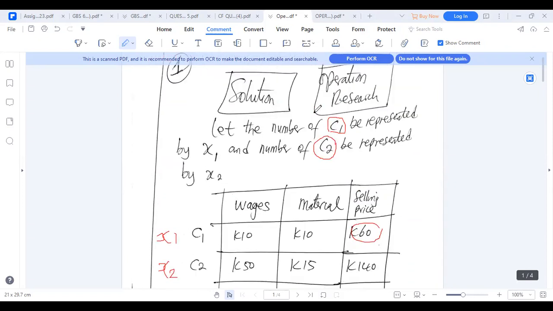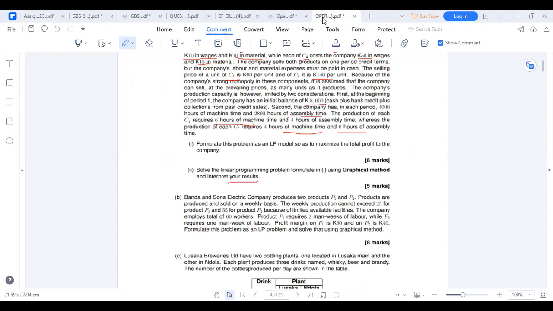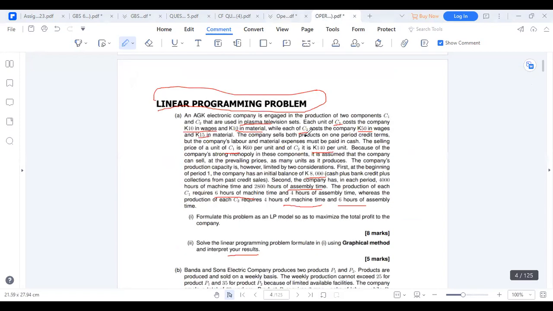Okay. So the question we are looking at is this one here, for this campaign. We are just looking at how many hours in total were there for machine for these products, and then how many hours were there for assembly. So there were assembly time hours and there were machine time hours.